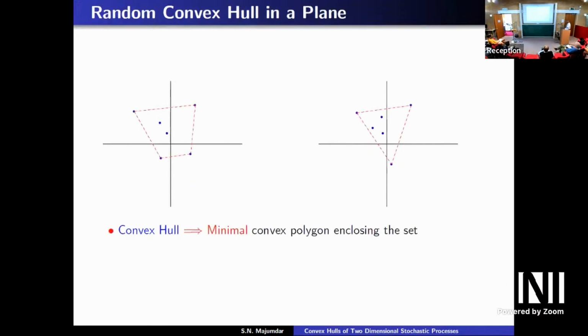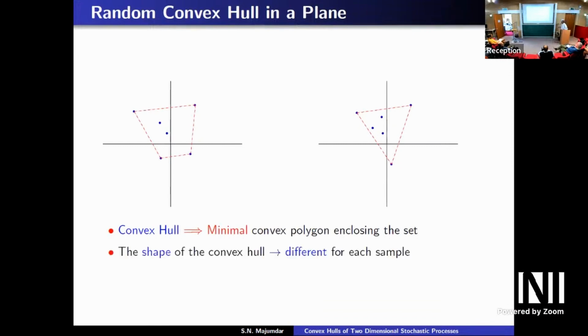So now here's the general setting of the problem. Imagine that we have a set of points in 2 dimensions. You can draw a unique convex hull given this set of points, which is the minimum convex polygon enclosing this set. Now, if I change these points and draw another set of points, then the convex hull will change and it will have a different shape.